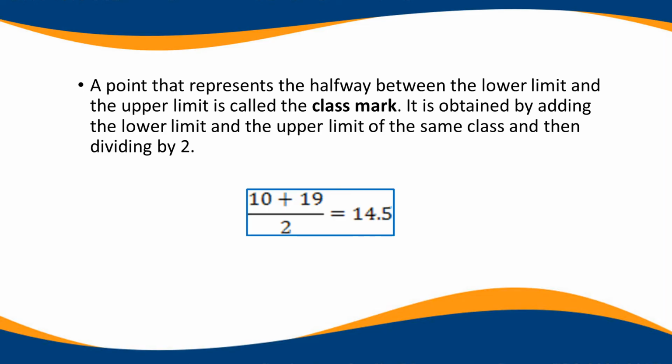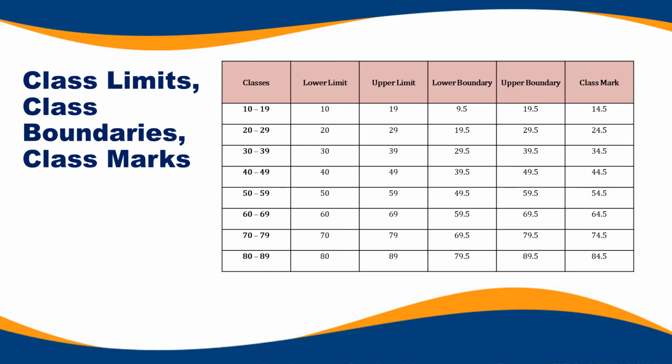How about the class boundary? Class boundary is obtained by adding the upper limit of one class and the lower limit of the next class and then dividing it by 2. For example, 19 is the upper limit of the lower class and 20 is the lower limit of the next higher class. So, 19 plus 20 is 39, divided by 2. Therefore, the class boundary is 19.5.